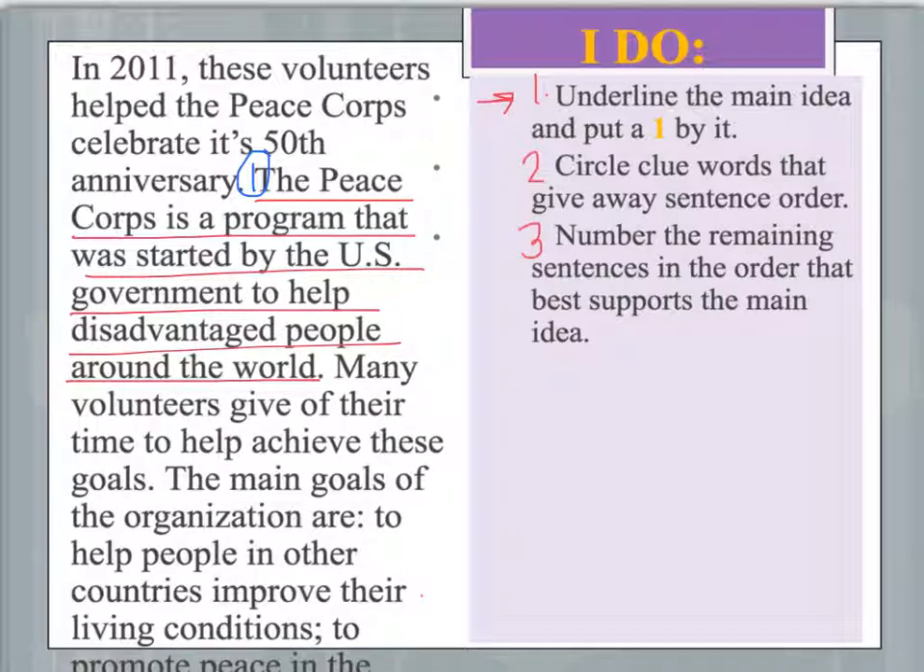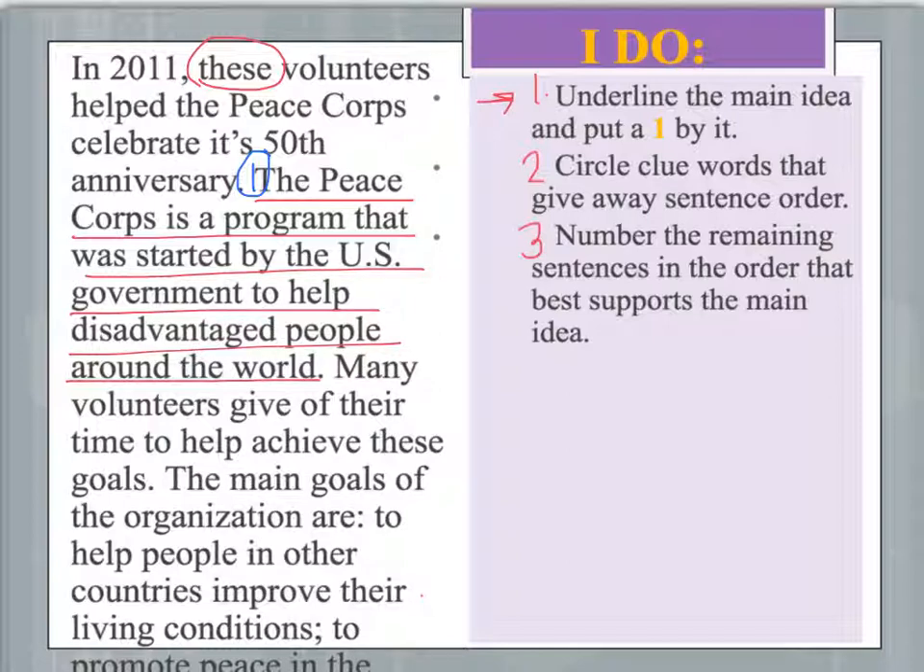Okay, so in 2001, these volunteers, I don't really know which volunteers they're talking about, so these is actually going to be a clue word here. It's a pronoun without an antecedent. I already know this one's number 1, so this one's probably not going to be number 2. It doesn't directly follow after this sentence. It doesn't mention the volunteers in this sentence. So the next one is, many volunteers give of their time to help achieve these goals.